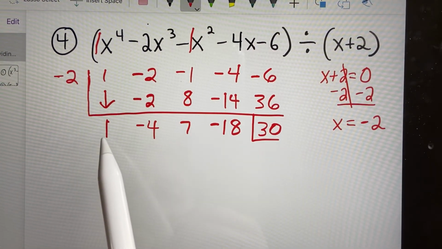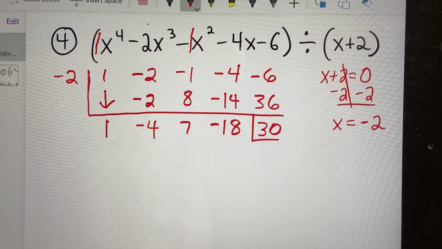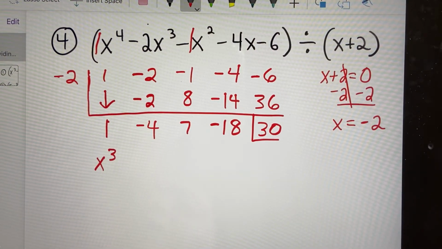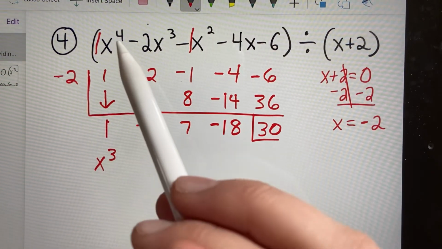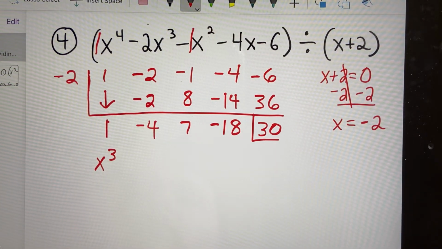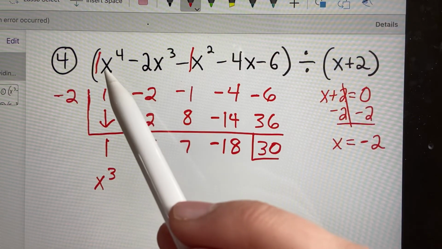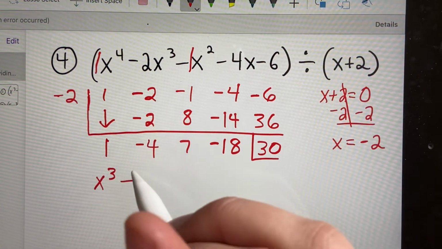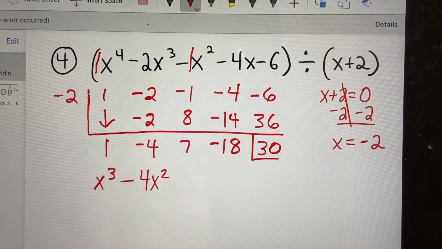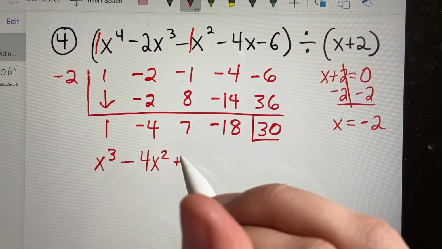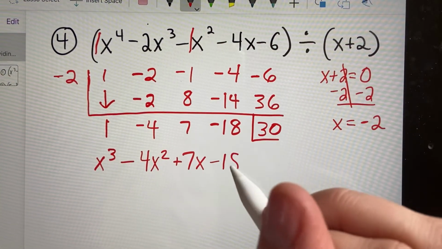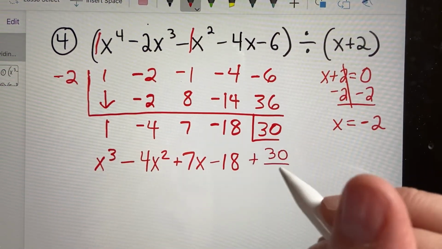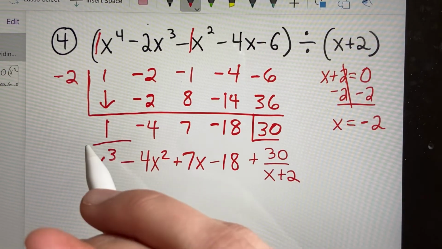Okay, so we're going to start out with a 1x to the third. Now, why is this one x to the third? All the other problems were x squared. Well, that's because our other problem started out with an x to the third up here in our original problem. You always want to do one less than what you've started with. So because I started with x to the fourth, one less would be x to the third, right? And then minus 4x squared, so we're just going in descending order. Then this would be plus 7x minus 18, and then you want to write your remainder in fractional form. That would be plus 30 over x plus 2, and that is your final answer.